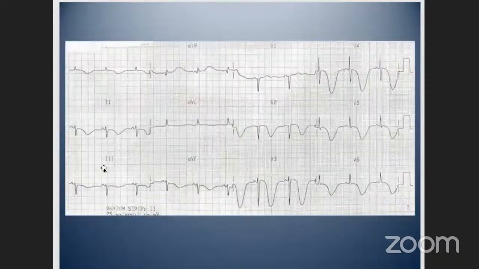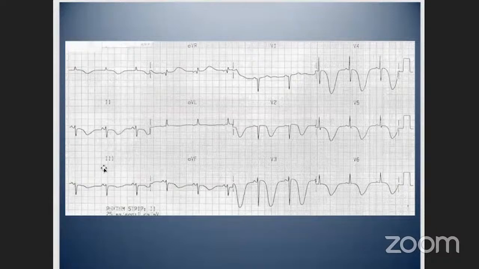Okay, and then this is a motor vehicle accident. So it's a patient who was riding a motorcycle, had an accident and has a reduced level of consciousness. Is there anyone from the audience that would like to hazard a guess at this ECG?